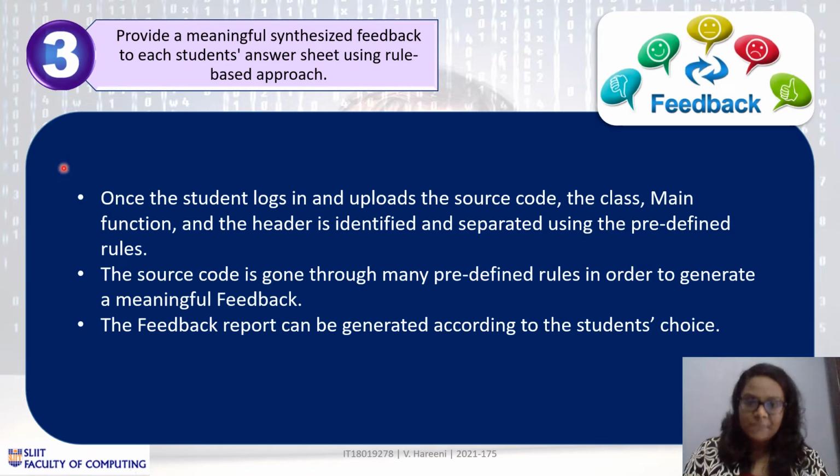Then to provide feedback, we use a weighted rule-based approach. Once the student uploads the answer script, it's tokenized again based on spaces, and there's a predefined set of rules. Based on these rules, feedback is provided.